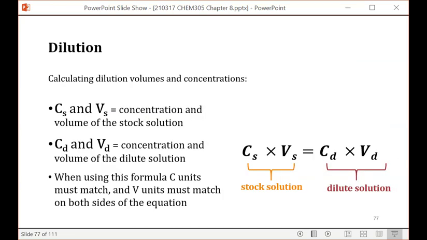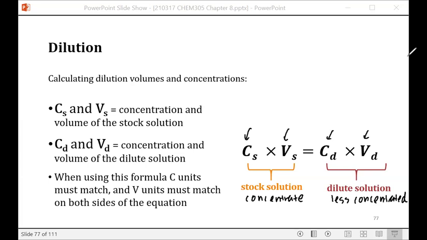To calculate dilutions, you need to know some concentrations and some volumes. S stands for your stock solution, which is the more concentrated solution, and D stands for the diluted solution, which is the more dilute solution. The stock solution is your concentrated solution, and the dilute solution is your less concentrated one. If you know the concentration of your stock solution and the volume of your stock solution, concentration times volume of your stock solution is going to equal the concentration times the volume of your dilute solution.